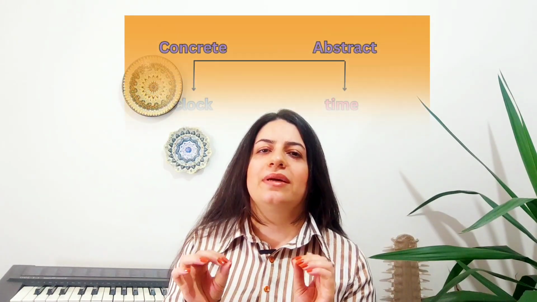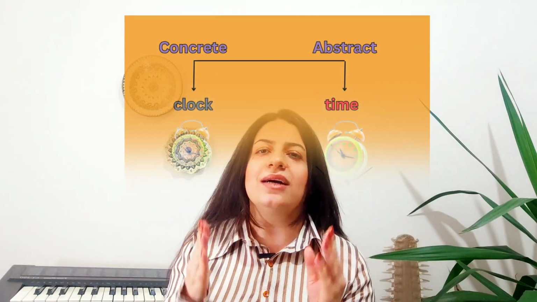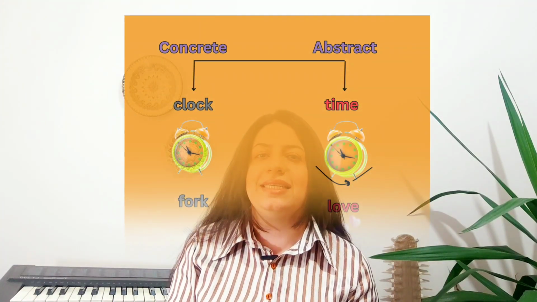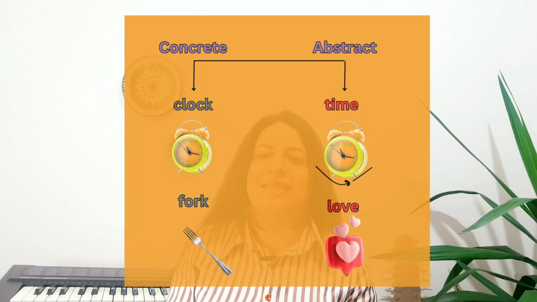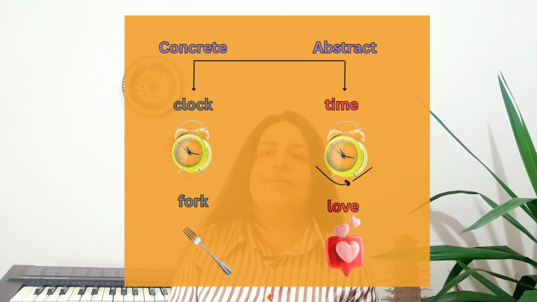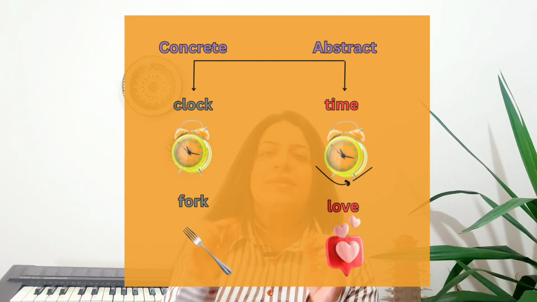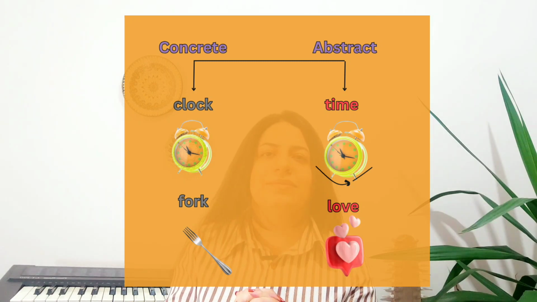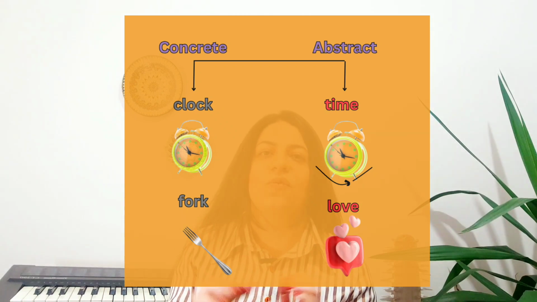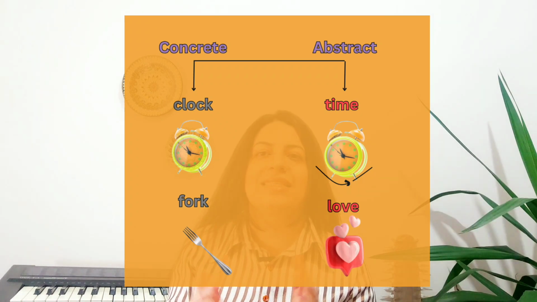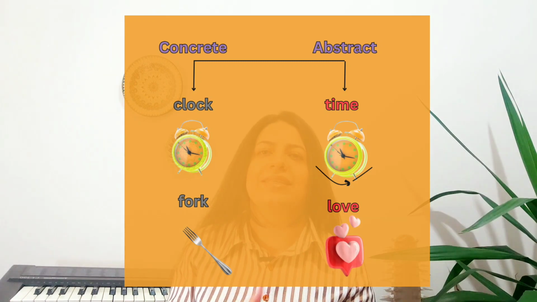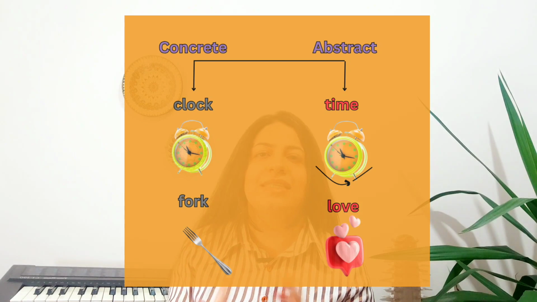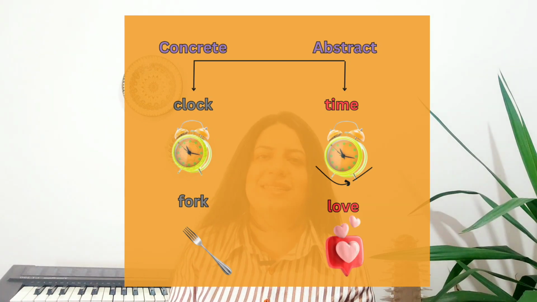For example, a clock is a concrete noun because we can see it. On the other hand, time is an abstract noun because we can't see, hear, taste, smell, or touch it. Yet it remains a noun. Another example of a concrete noun is fork. Again, we can see it, we can touch it, but love is another prime example of an abstract noun because it cannot be perceived through our senses.